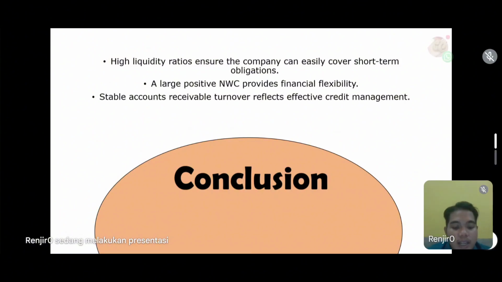And then the last one: however, MTech should monitor its growing inventory to avoid potential storage costs or overstock risk. Overall, the company is in an excellent position to sustain operations and support growth.